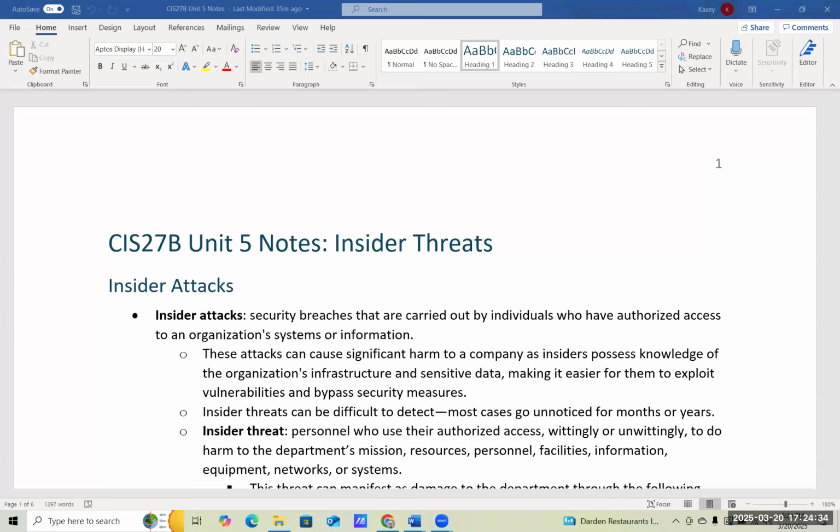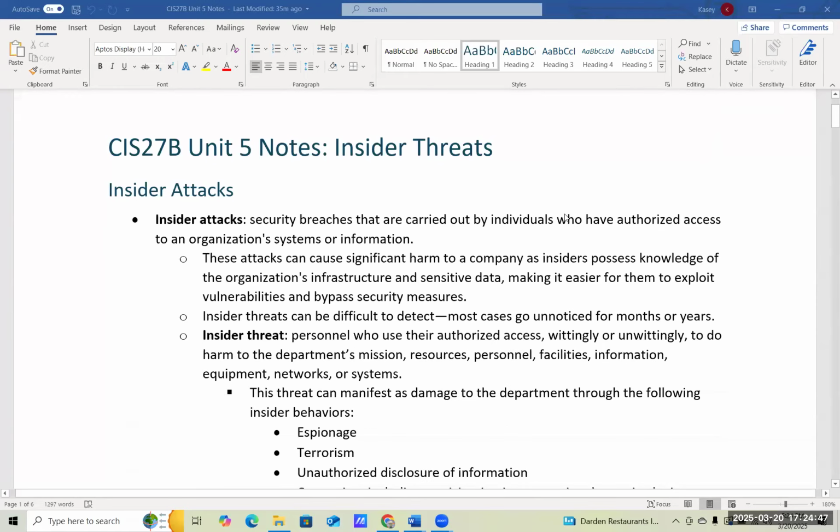Okay, we'll go ahead and get started. Today we're going to cover Unit 5, which will focus on insider threats. We're going to do a lab with Purple Team's tools. You are going to use Greenbone and some of the tools that the industry supports. We'll start with the lecture notes and the assignments for this week.